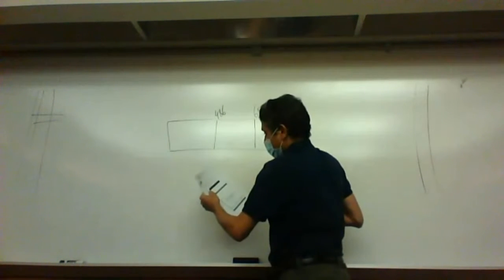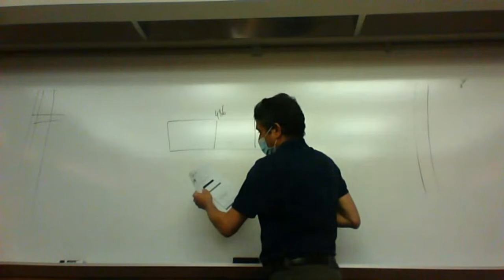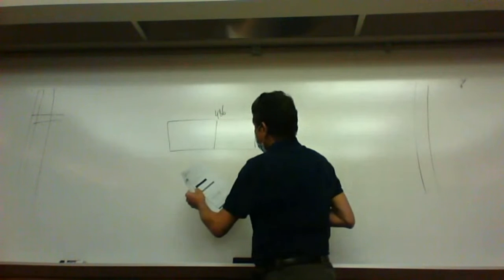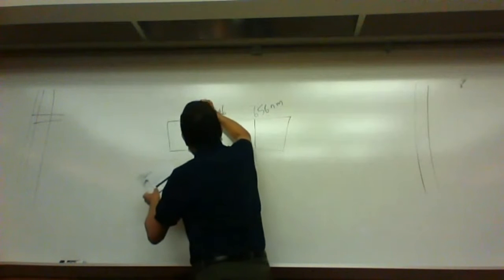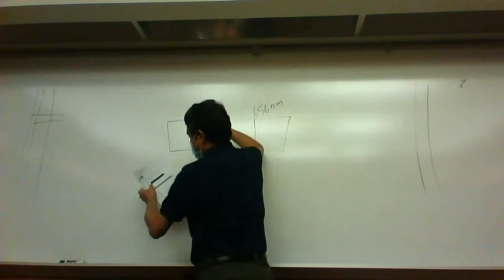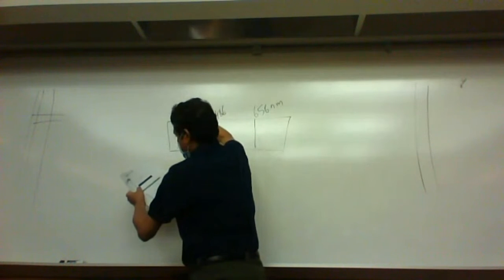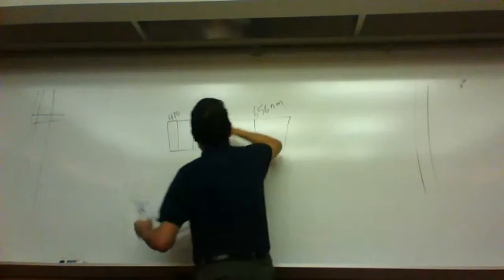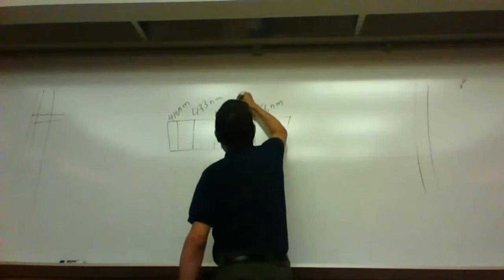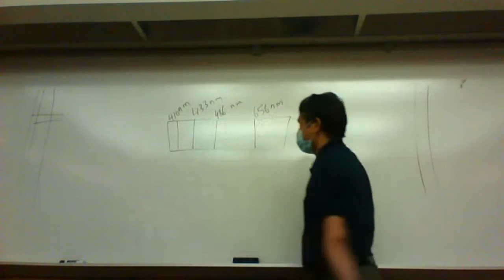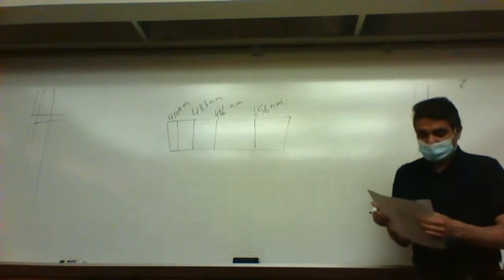There is one line, another line is there at 486, there is one line at 433, and there is another line at 410 nanometer. So this is nanometer, this is nanometer, this is nanometer. All others are black there.